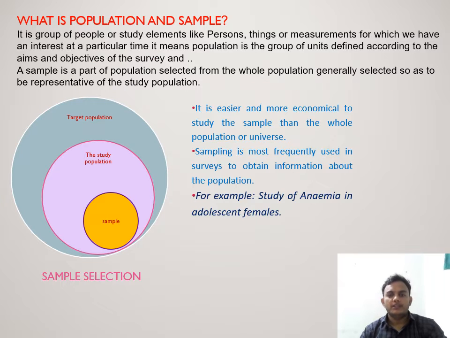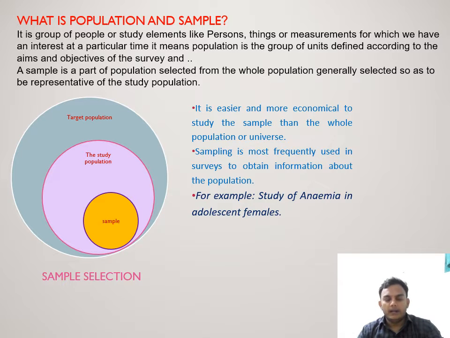So what is population and sample? Population is the group of people or study elements like persons, things or measurements in which we have an interest at a particular time. It means population is the group of units defined according to the aims and objectives of the survey. And sample is a part of the population selected from the whole population, generally selected so as to be representative of the study population. Sample is the part of that population.